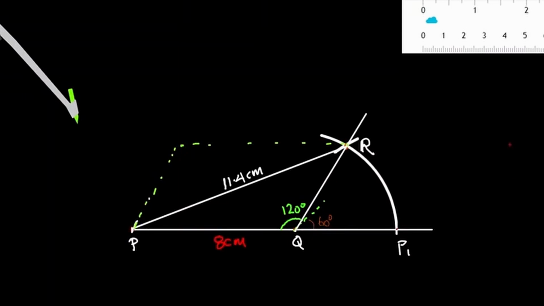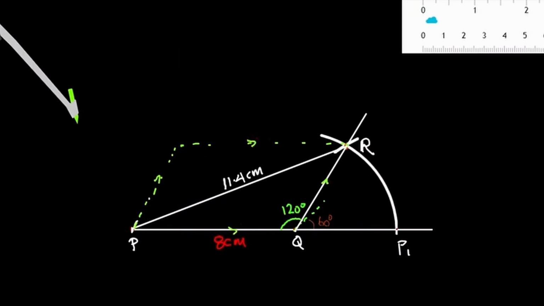We'll need to construct it, but it is always a good idea to have in your mind what it looks like even before you start your construction. So it's a parallelogram, which means this side is going to be the same length as this side, and this side is going to be the same length as that side. So let us begin our construction.